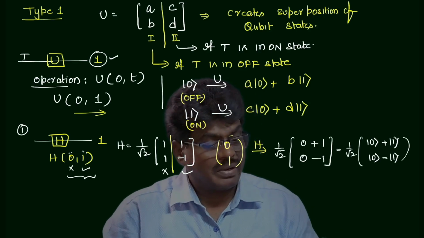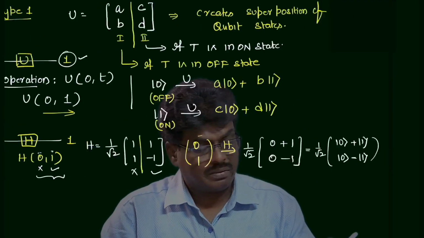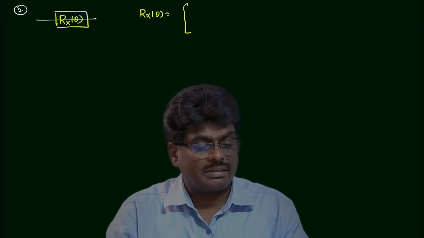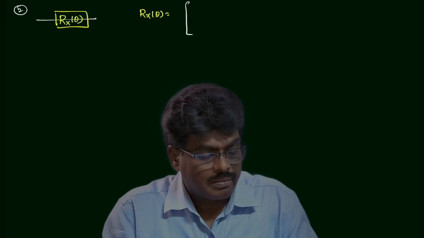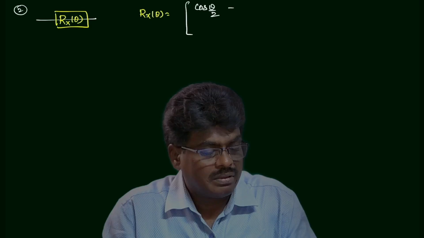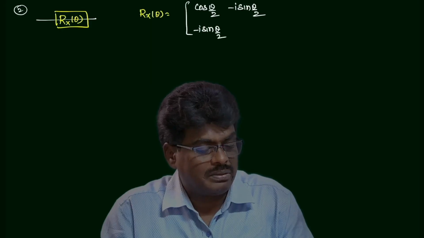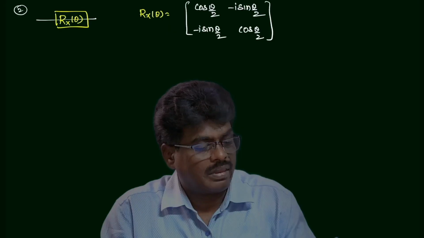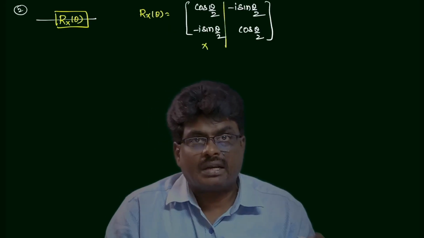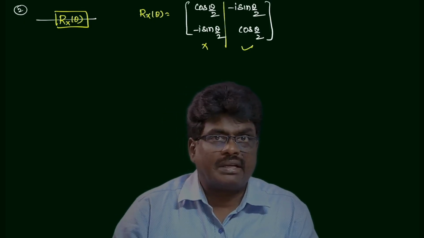Now let me take one more example, then you will understand more properly. Second one, I'm using the rotational operator about the x-axis. And we know what is Rx of theta, rotation about x-axis. This is cos theta by 2, minus i sin theta by 2, and this is also minus i sin theta by 2, and here cos theta by 2. As usual, first column whenever target is off, use the second column whenever target is on.